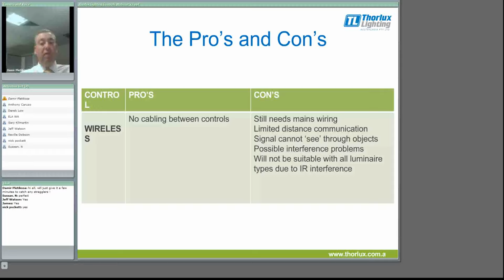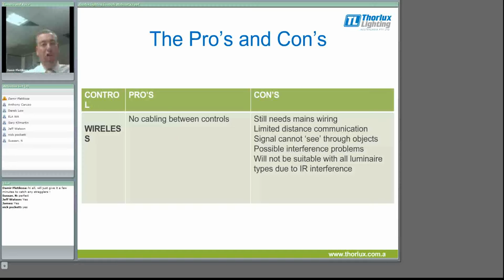Possible interference problems, again with the infrared, as lots of items we use every day have infrared controls. So if you're doing scene setting or presentations, a lot of the handheld remotes will use infrared. That may interfere with your lighting system. Also won't be suitable for all luminaire types due, again, to the infrared interference.